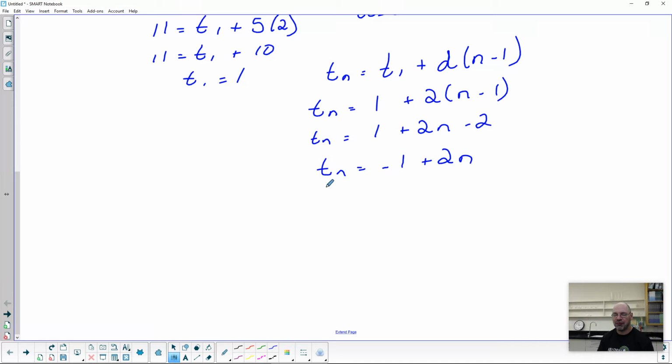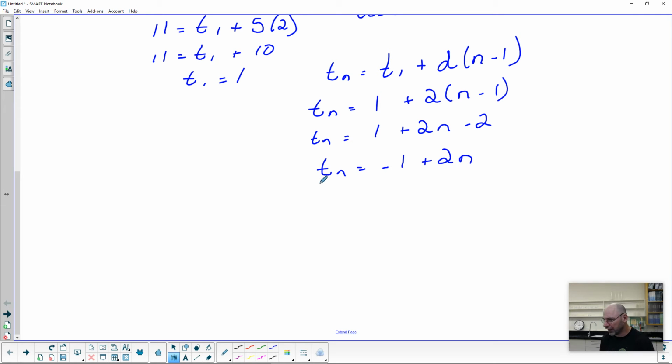So if you want the 19th term, you put 19 in there, and then 2 times 19 is 38, minus 1, that would be 37. So 37 would be the 19th term.